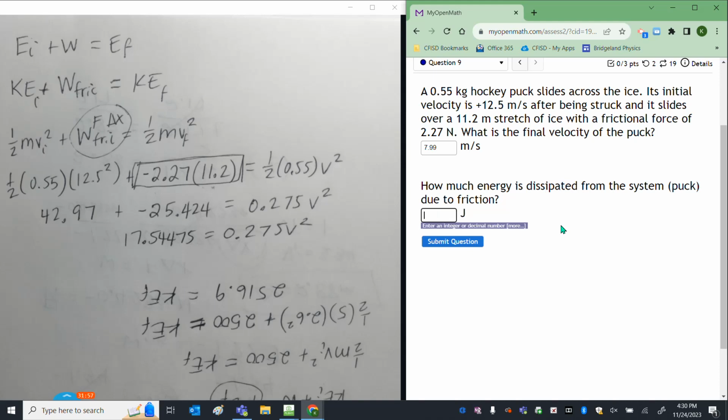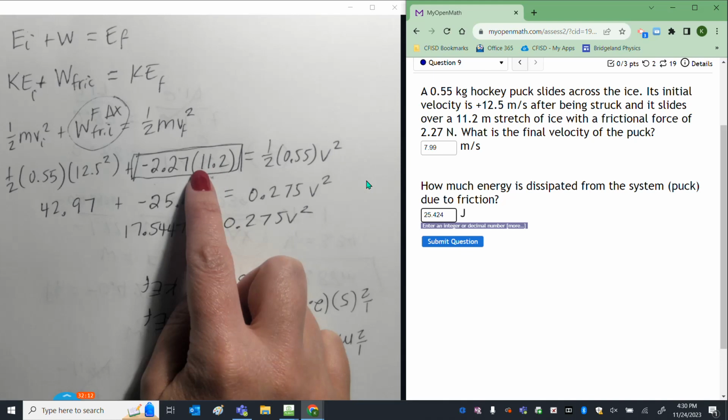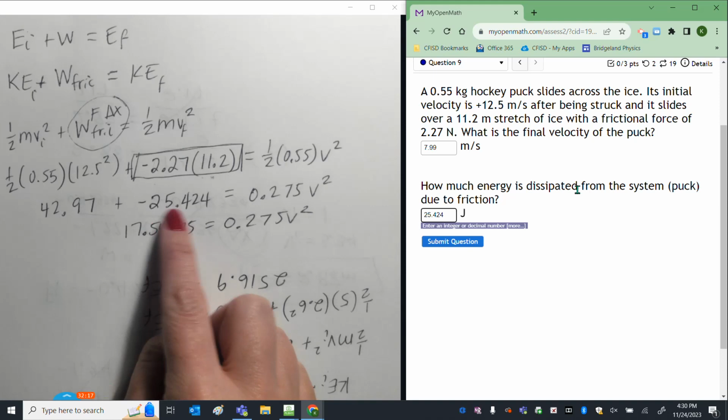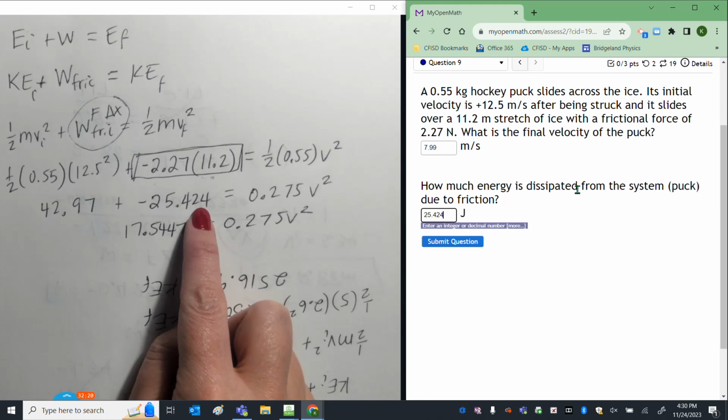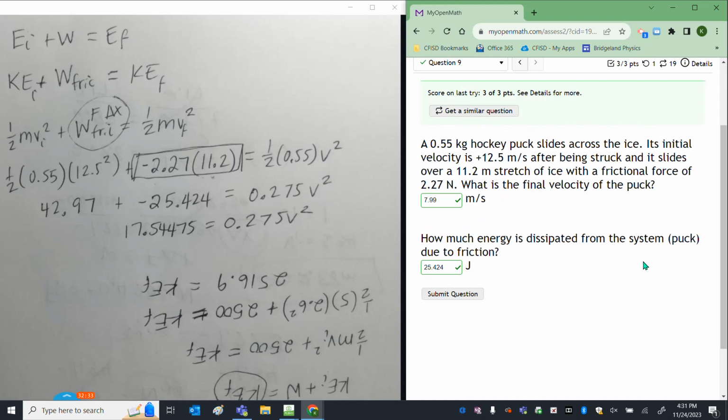And that number was 25.424. It's right there. Okay, you could, if you wanted to, go back in and solve for the initial and final kinetic energies and then find the difference. But we already did it. That work done by friction is equal to the energy dissipated. Now, when it asks for work done by friction, the answer is a negative number, negative 25.424. But if I ask you for energy that has been dissipated, how much energy is dissipated, you don't report it as a negative number. You say this is how much is dissipated, and you give the magnitude of that answer. So I'm just reporting it as 25.424 joules.